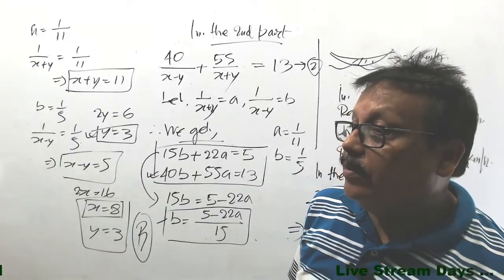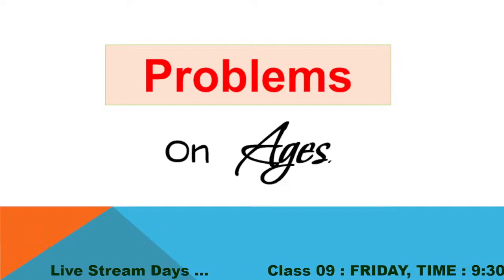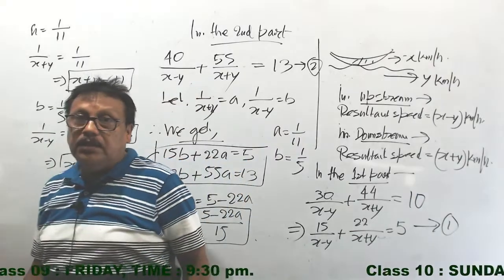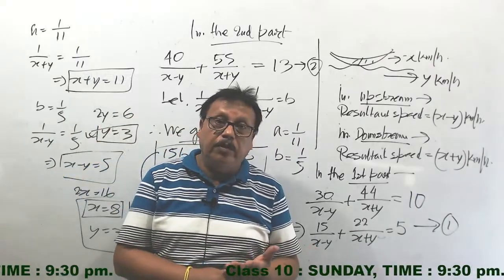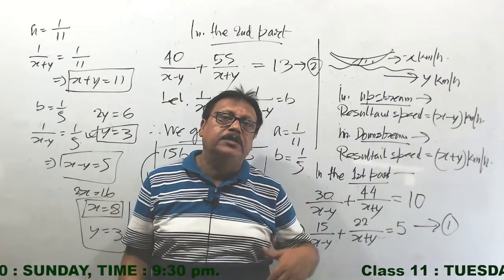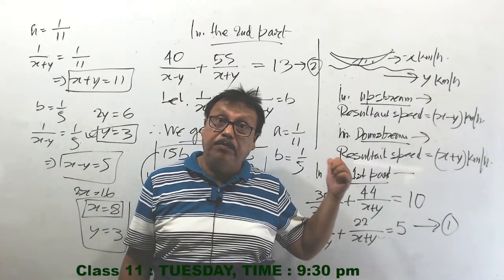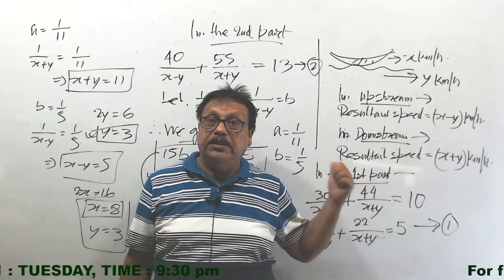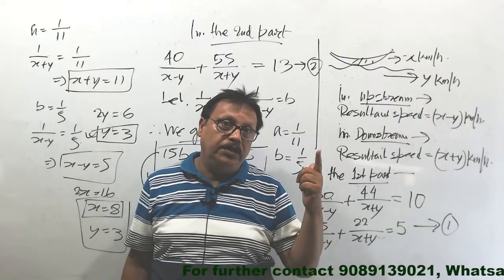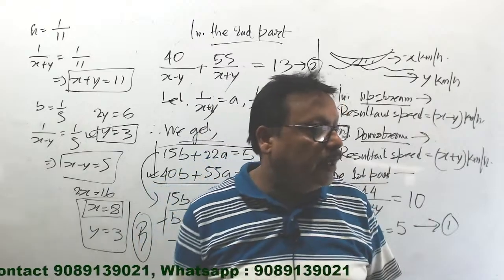What is the next problem? We have already come to the second category. Upstream, downstream problems are already finished. There are a lot of problems, but all are in the same category, depending upon the same basic concept: x plus y, x minus y, downstream and upstream speed. You will find all problems are the same category if you do carefully.